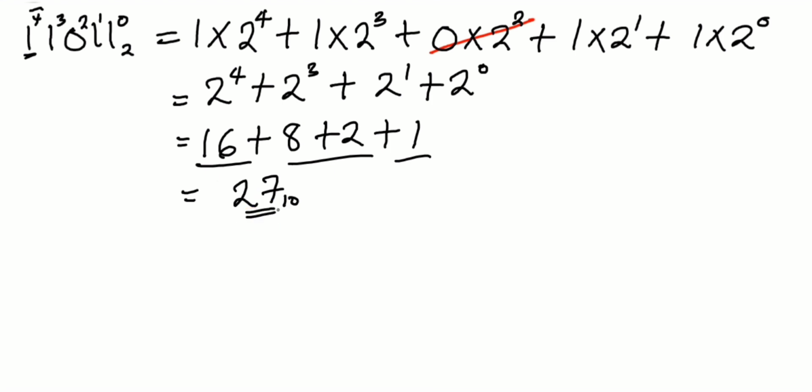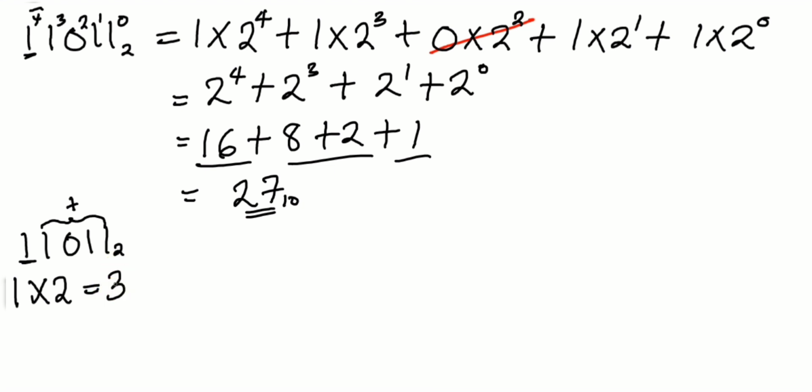Let's try the second method, which is the continuous multiplication method. So we have 1 1 0 1 1 base 2. Now in this method we're going to start by multiplying the first digit there by 2, and then subsequently we add the other values there as we keep multiplying. So we start from that. 1 times 2 is equal to 2.